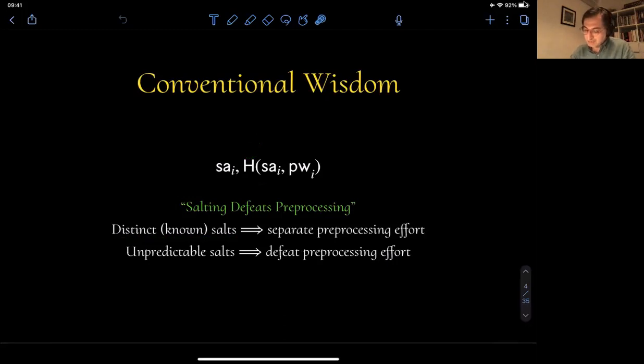And in fact, if these salts are also unpredictable, we are going to defeat pre-processing, because essentially the hash function that we are going to use in hashing the password is going to be unpredictable, because we don't know the salt part of the hash function. So one goal of this talk is to formalize this conventional wisdom.